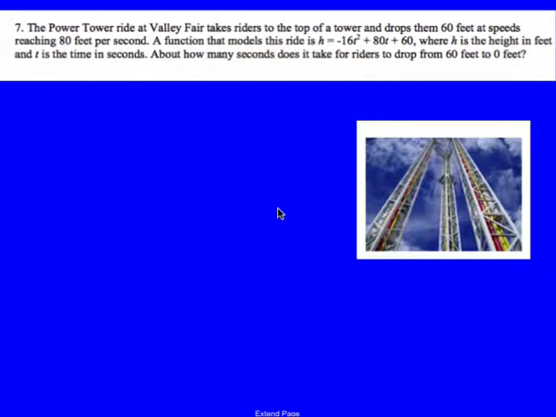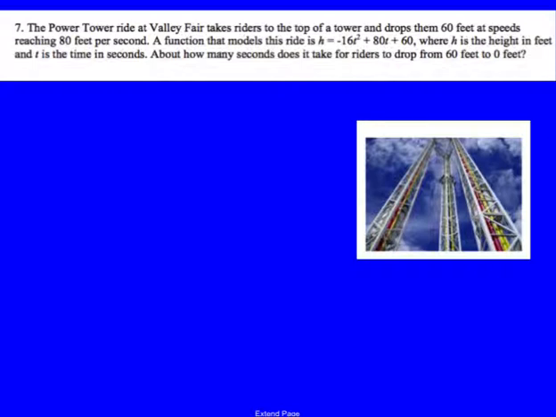I'm going to be doing the second part of your Unit 5 Notes 3. So we're going to be talking about basically the applications of the quadratic formula. So we're just going to do two quick problems here. The first one's talking about the power tower, and it's modeled by parabolic motion. So it gives us a function, h is equal to negative 16t squared plus 80t plus 60, where h is the height in feet and t is the time in seconds. That will help us later when we get to our labeling of our answer.